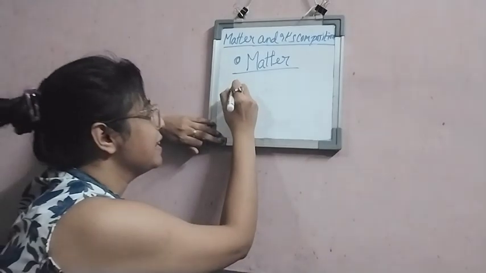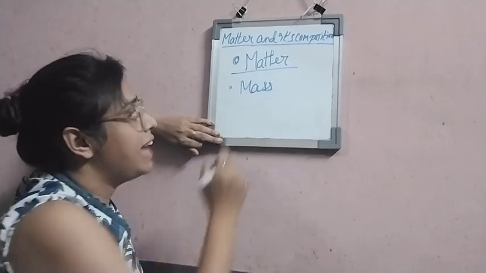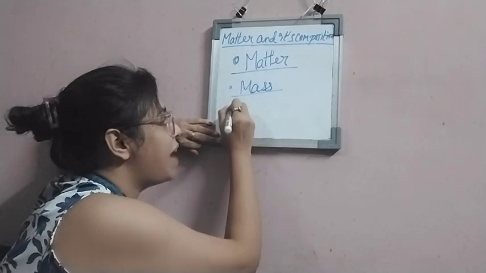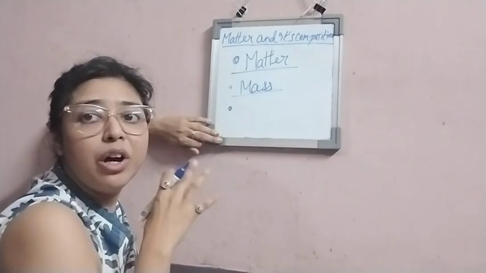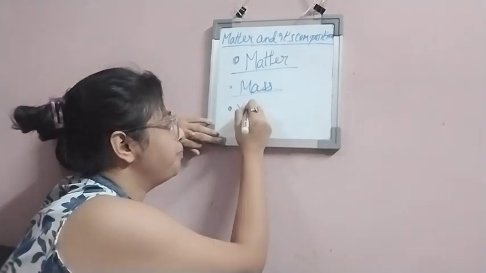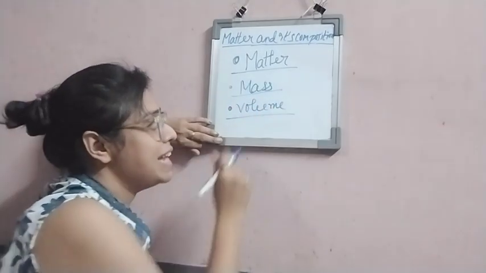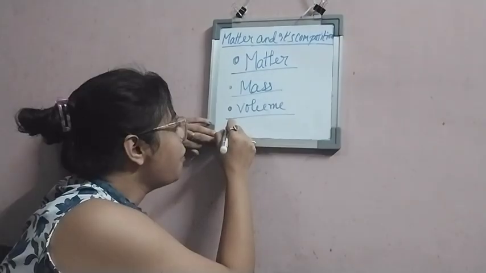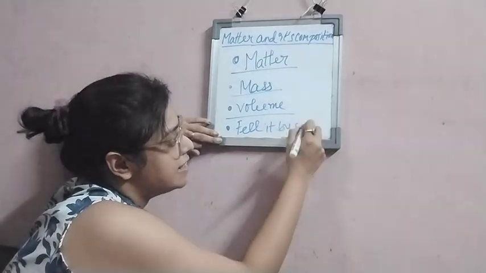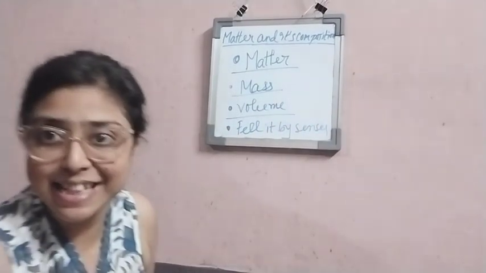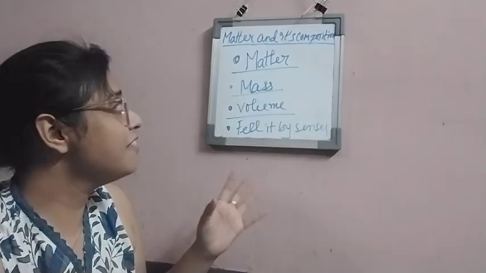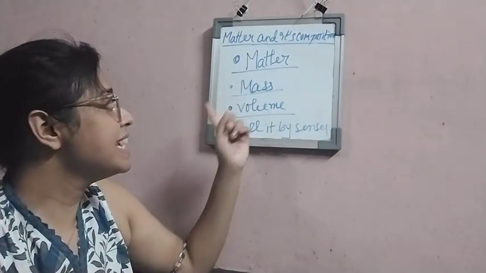One is mass, that is, matter is substances which have mass. The second is substances that occupy space, it means it has volume. And the third point is we can feel it by our senses. So these 3 points are important for matter, and we can identify matter by using these 3 points.